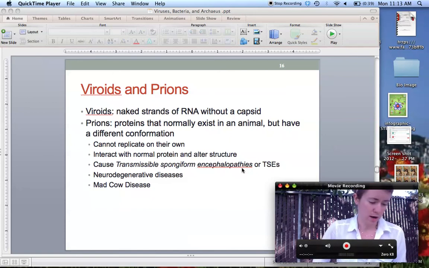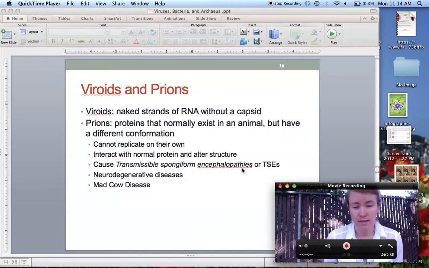Then there's also prions, which are defined as proteins that normally exist in an animal but have a different conformation. So there's just something a little bit different about them, and what they do is they go around to other proteins and interact with them and make them change their structure so that they're no longer useful. This usually just happens by changing one chemical bond and suddenly that protein is no longer useful. There is no cure for these and they're very dangerous.